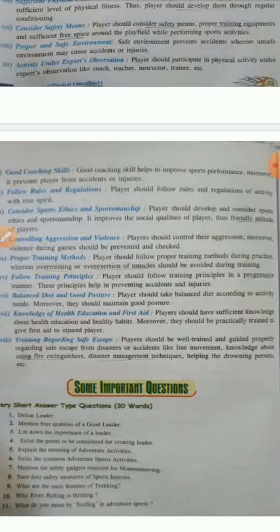Balanced diet and good posture. The player should take a proper balanced diet and also have good posture. Good posture means good body position. Knowledge of health education and first aid. The athlete should have sufficient knowledge about health education and healthy habits so that he can follow them. He should also have knowledge about first aid, so that if there is any emergency, he can handle it.